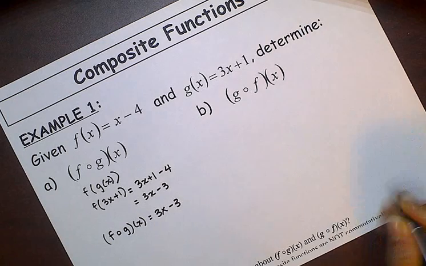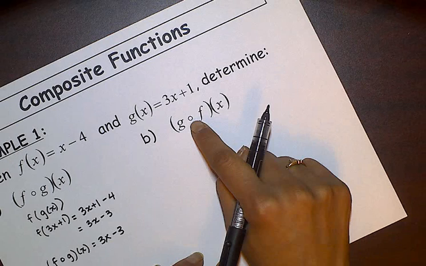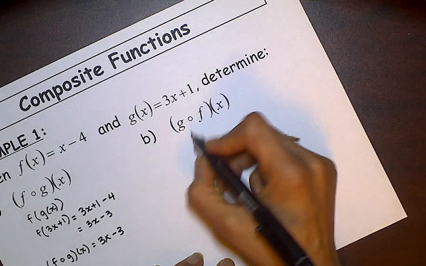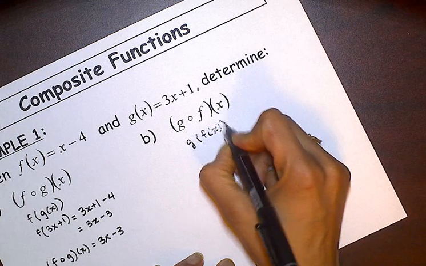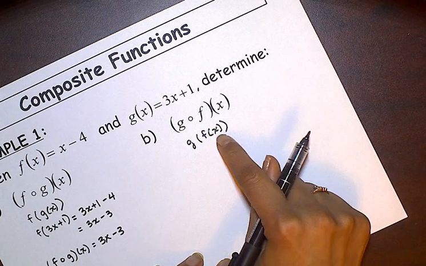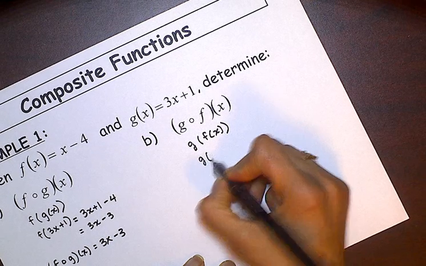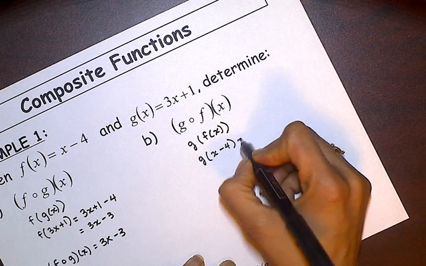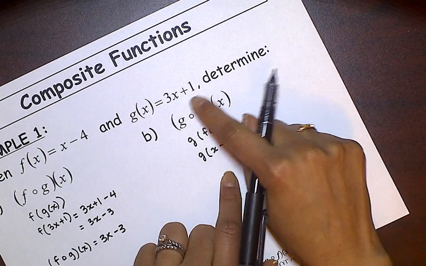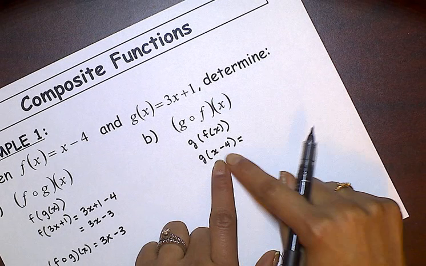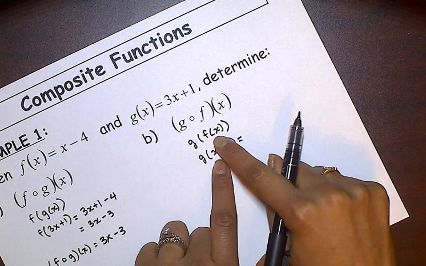I'm going to replace the circle with the brackets first, so it's written as g of f of x. And I'm going to replace f of x with a function that's given to me as x minus 4. So that is g of x minus 4. And now, anytime I see x in the function g of x, that is now going to be replaced by x minus 4. So I'm substituting in my f of x function, which is x minus 4, into the value for x in my function g of x.